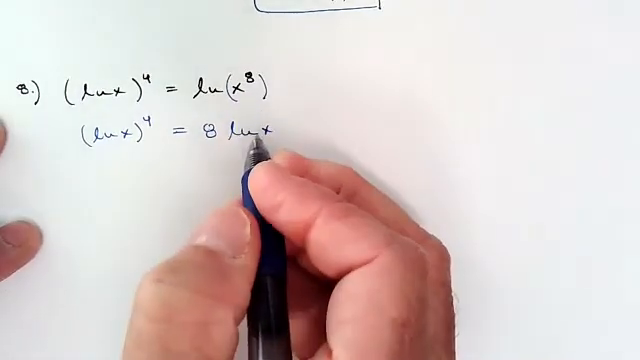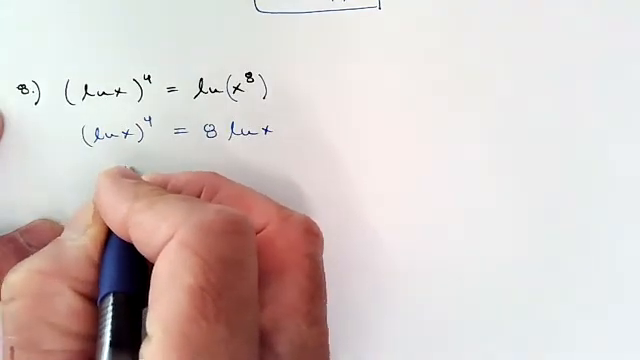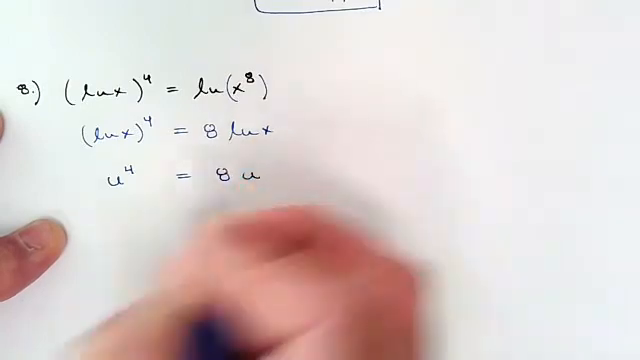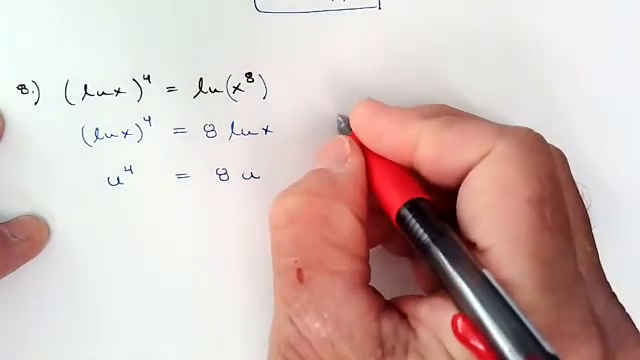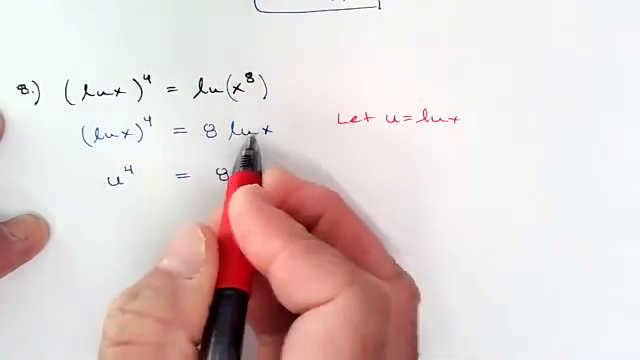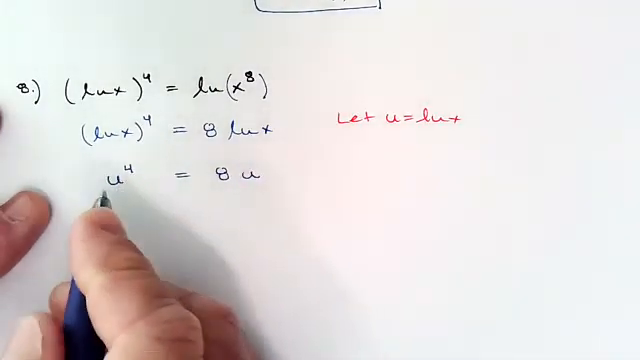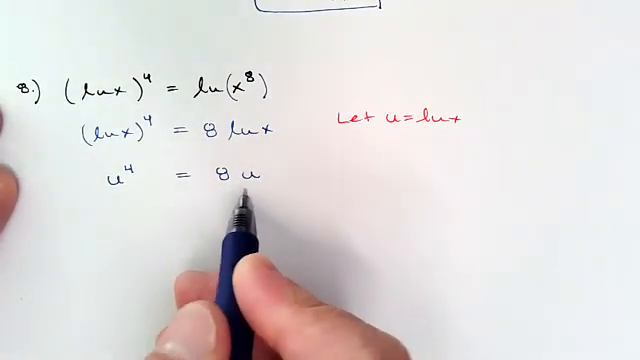But here's what I see. When I see this problem, I see something to the fourth equals 8 times that same something. In other words, you've probably done this before in your algebra career. If I let u equal ln of x, just to see how this looks algebraically, that's the form. It's u to the fourth equals 8u. So let's try to solve this for u.